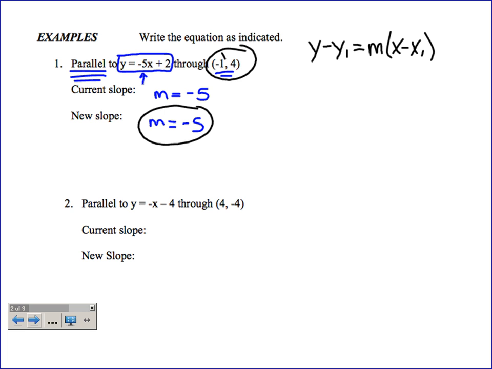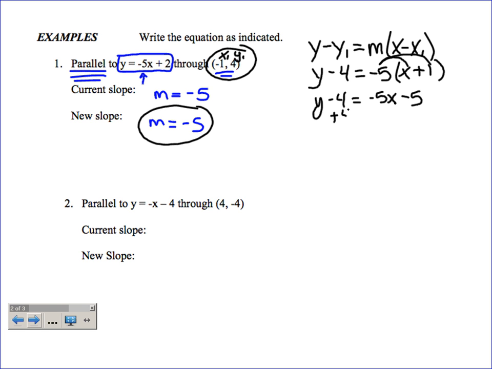Identify this as our x1 and this will be our y1. So when we substitute, we would get y minus 4 equals our slope, which is negative 5, and x minus a negative 1, which would be x plus 1. We'll distribute the negative 5, so we'll have y minus 4 equals negative 5x minus 5. That's just distributing the negative 5 through the parentheses.